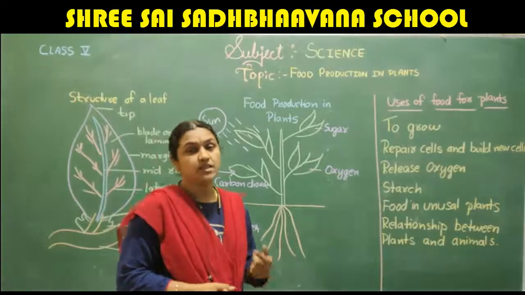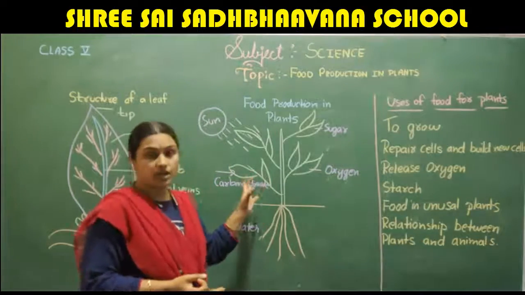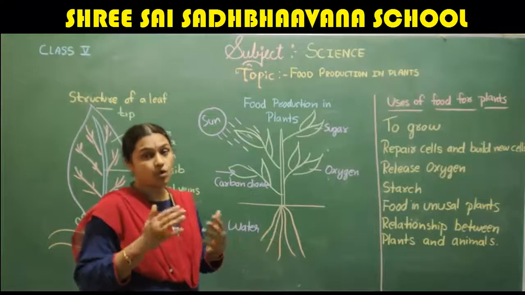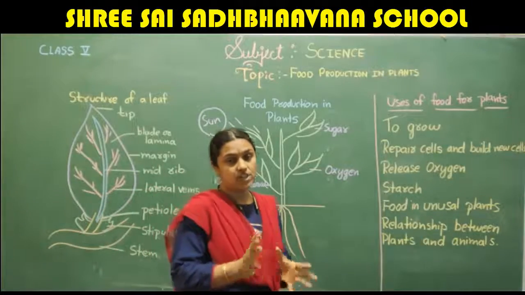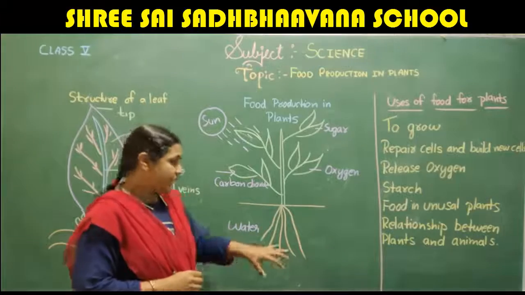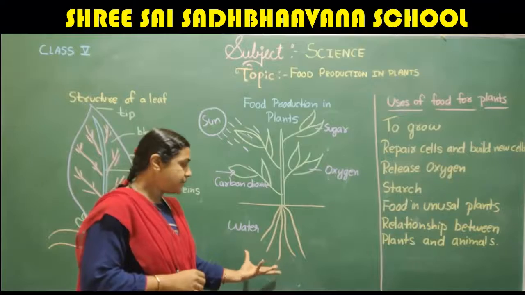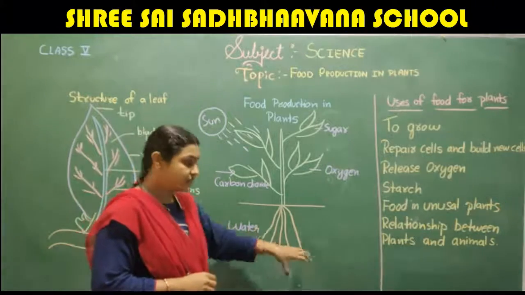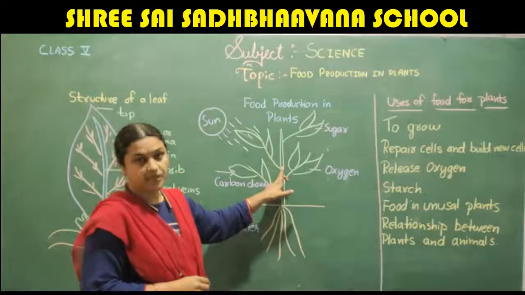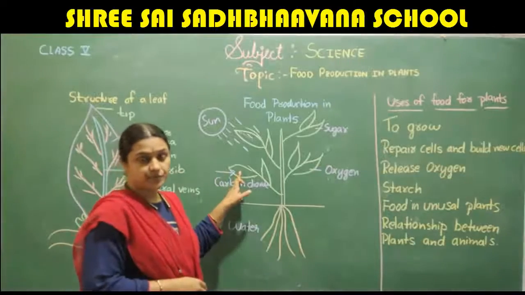So it requires the sunlight, the water, and carbon dioxide, and the minerals that are present in the soil. It requires all these things to prepare its food. Now let us see how it prepares the food. At the beginning, it is the root that will absorb the water and the minerals present in the soil, and it will send it to the stem. From the stem, it is carried to the leaf.